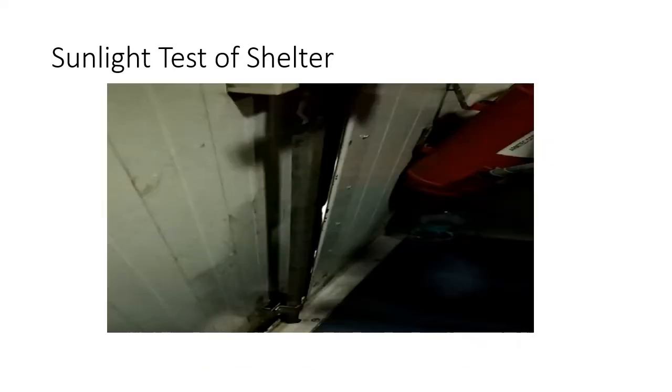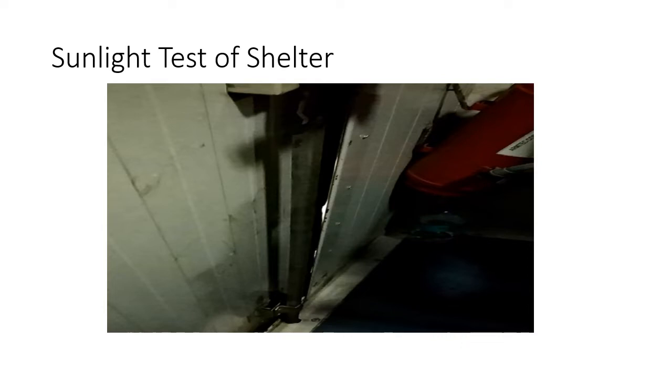In this slide, we will see the sunlight test of the shelter. To conduct the sunlight test, the person has to go inside the shelter, close the door firmly, and lock it from inside. After that, he has to switch off the light inside the shelter and then look for any penetration of sunlight from the edges of the door.